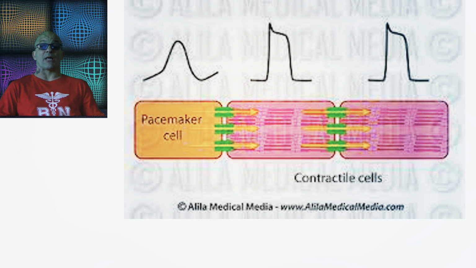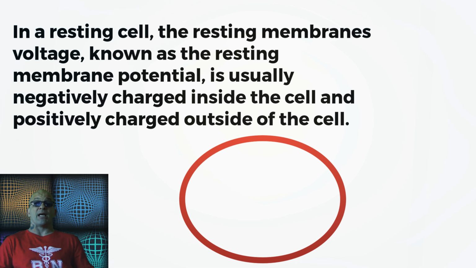Action potential in cardiac cells differs slightly from skeletal muscle cells in that cardiac cells contract longer to allow the blood to be pushed out of the heart. In a resting cell, the resting membrane's voltage, known as the resting membrane potential, is usually negatively charged inside the cell and positively charged outside of the cell.